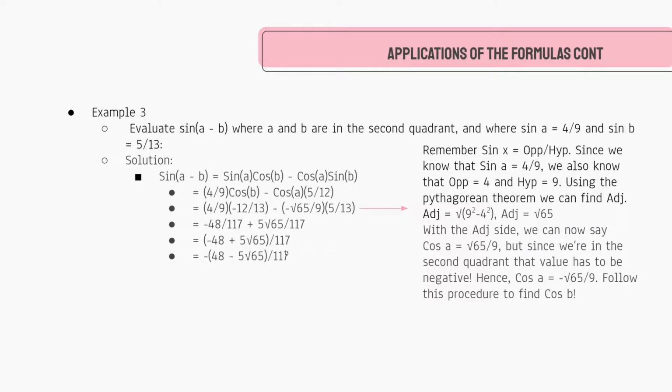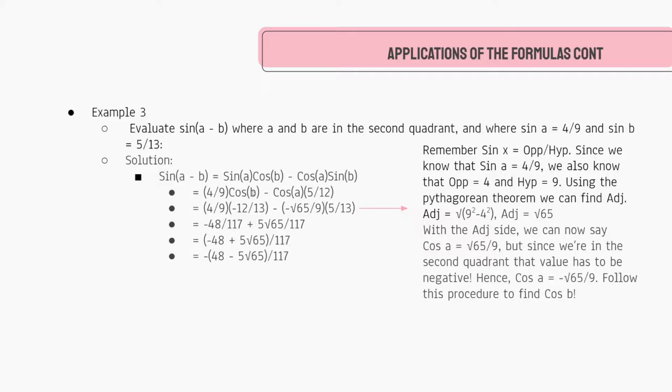Now, this is our last example for today, but tomorrow we're gonna get a bonus unit where we're gonna do more of these questions. It's actually a lot of fun. So, our example 3 asks us to evaluate sine of a minus b, where a and b are in the second quadrant. However, we also know that sine of a is equal to 4 over 9 and sine of b is equal to 5 over 13.